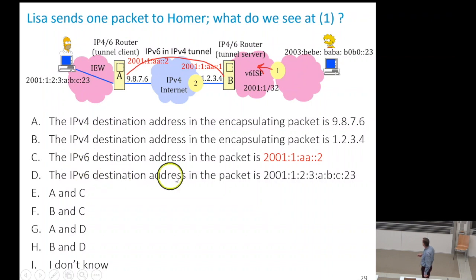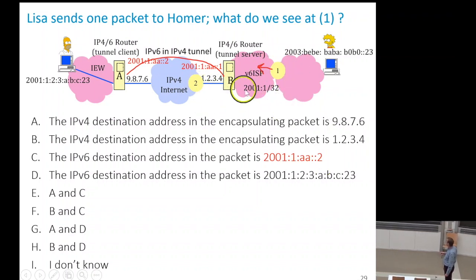So the IPv6 destination address is this one, at point 1 here, certainly. Not this one. If it would be this one, it would mean we're going here, but then how do we go from here to there, right? Also, we don't have an IPv4 packet here at this point. If we look at number 2, we will see an IPv4 packet, but at point number 1, we will not.